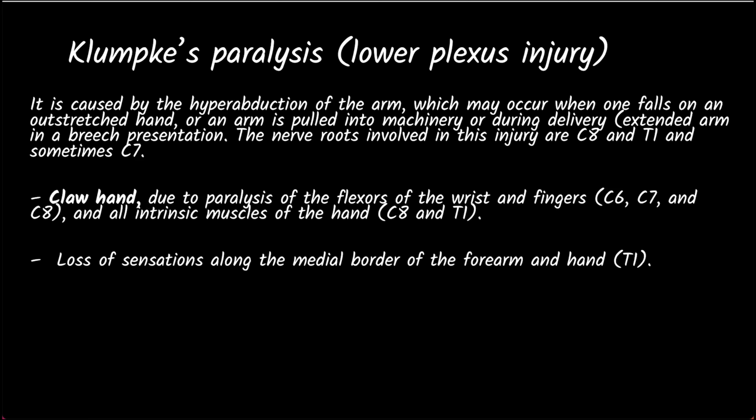There might be loss of sensation along the medial border of the forearm and the hand, and if during this type of injury the sympathetic trunk is broken, then we may have the classic Horner syndrome. Horner syndrome is characterized by partial ptosis, miosis, anhidrosis, and enophthalmos. So this is the classic picture of lower plexus injury. Thank you very much.